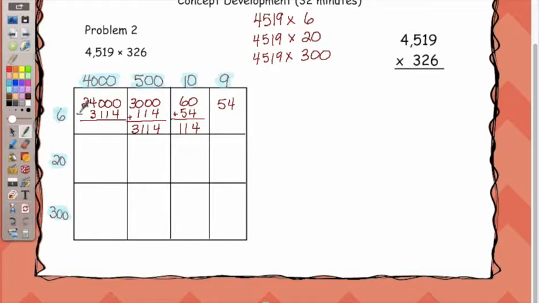So on this one, I chose to do my addition inside the area model. So 27,114. Okay, do you want to try and finish the area model and check it with mine? Okay.